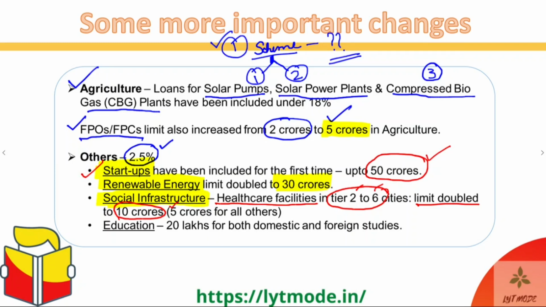And again, education has also been changed. For education, it is now 20 lakhs. 20 lakhs is the limit for both domestic and foreign education of students. So earlier there was a difference between the domestic and foreign targets. Now both of them have been placed at 20 lakhs. Okay guys, moving ahead.